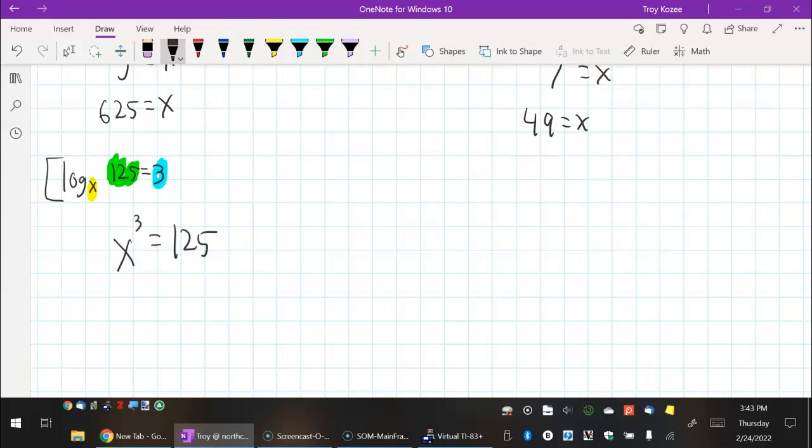Now, the big difference between this and these other problems is this is not an exponent. I rewrote it as an exponential, but my variable isn't in the exponent, which is one of the defining characteristics of an exponential. My variable is actually the base. So I can solve this by just taking a cube root of each side. Cube root of 125 is 5.